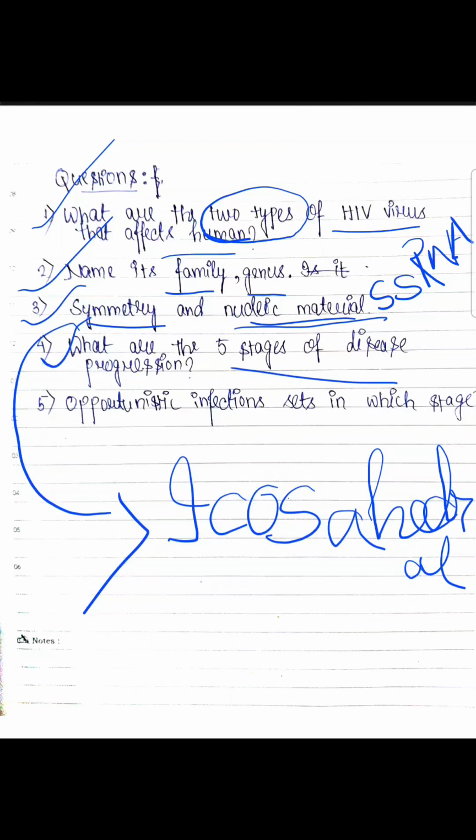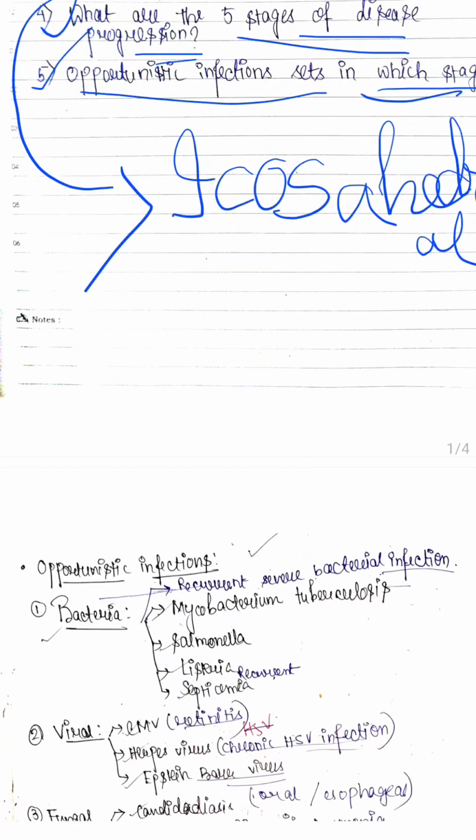What are the 5 stages of disease progression? Try to answer for yourself. And next, the last question, opportunistic infection sets in which stage of disease progression? If you're able to answer all of the questions, well and good. But if you're unable to answer them, first you should check the last video that I posted on disease progression and introduction to HIV, and you will be able to answer all of them for sure.